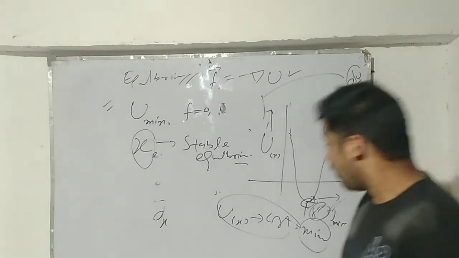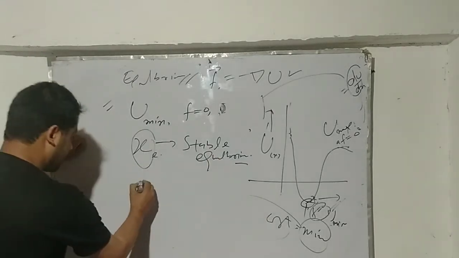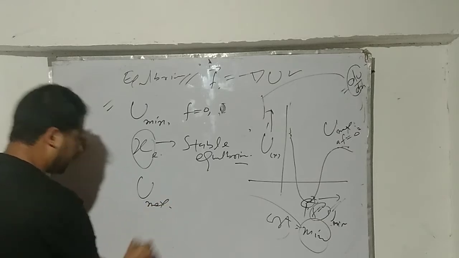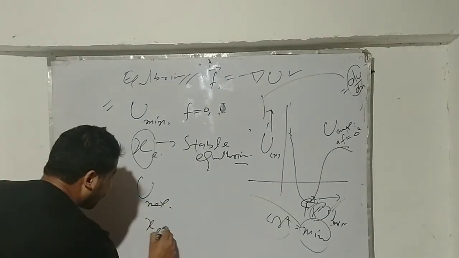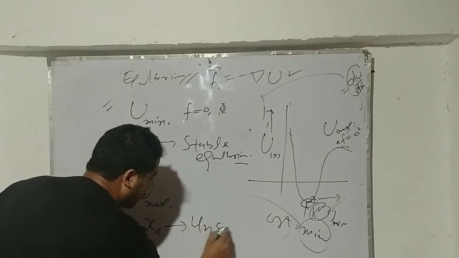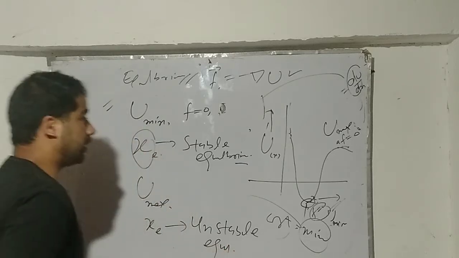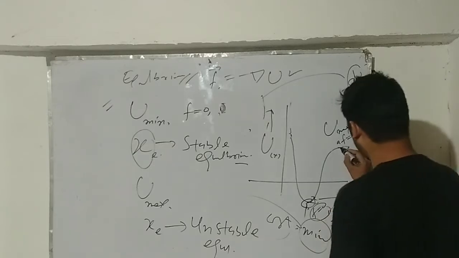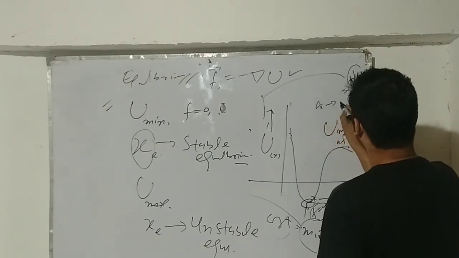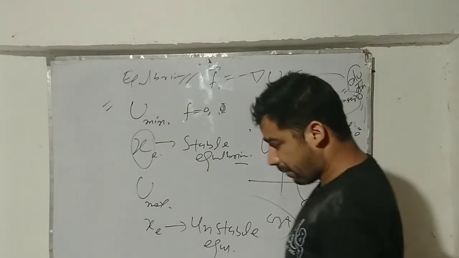Not only this, when we talk about a maximum potential energy for a particle, the corresponding equilibrium point I call an unstable equilibrium point. Here my potential energy is maximum, force will be 0, but this point A will be in an unstable equilibrium.